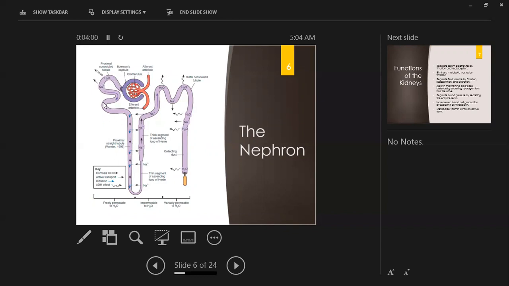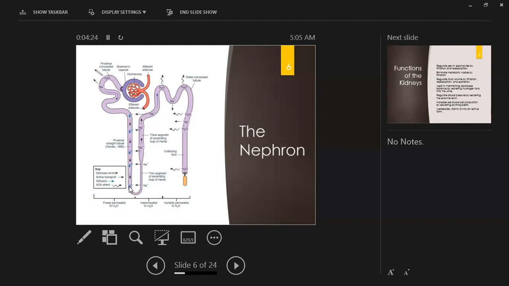The first section here of the nephron is called the proximal convoluted tubule. Water is absorbed here. Actually, quite a bit of water is absorbed here, as well as sodium is reabsorbed based on the action of aldosterone within the nephron. Okay, we're going to go down the proximal convoluted tubule and we will find the proximal straight tubule.